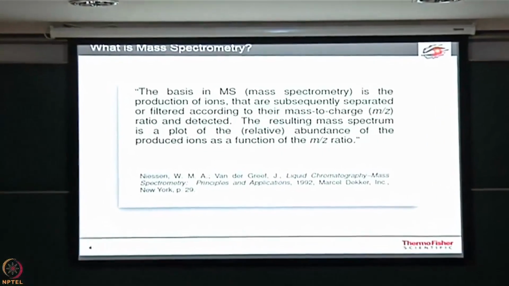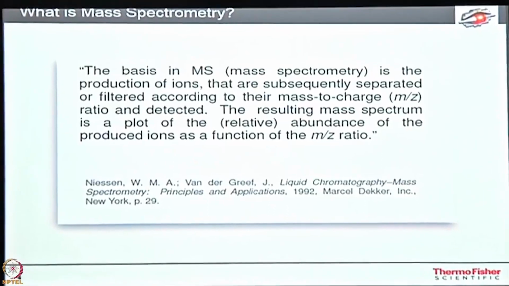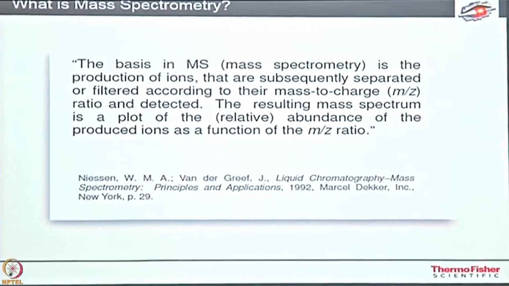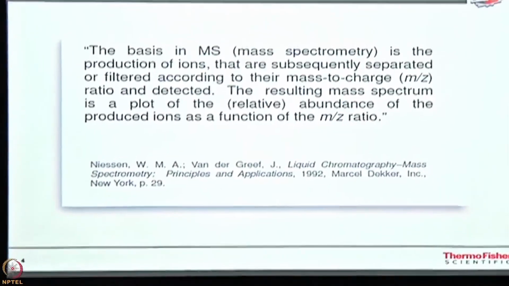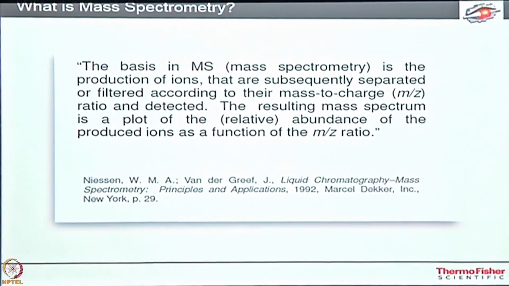Okay, so we are getting a resulting mass spectrum of abundance of produced ion as a function of m/z. In any mass spectra, the x-axis will be the m/z value, the mass-to-charge ratio, and the y-axis will be the abundance, either relative abundance or absolute abundance.